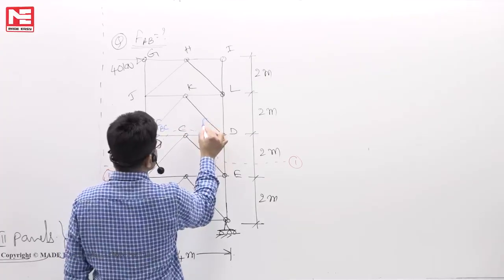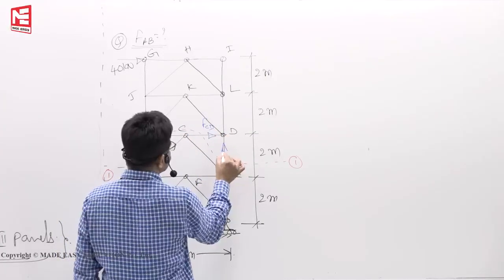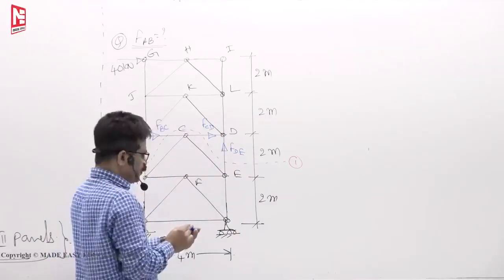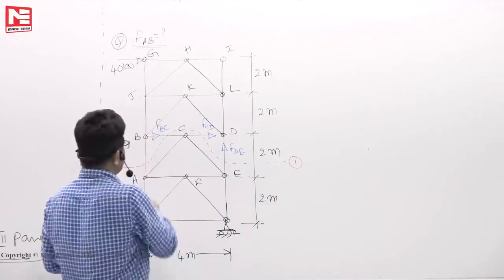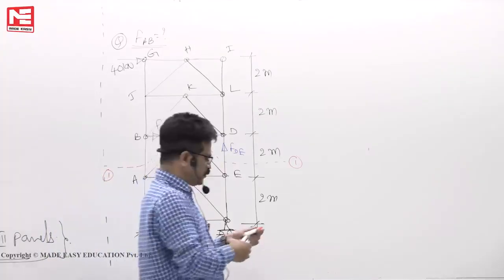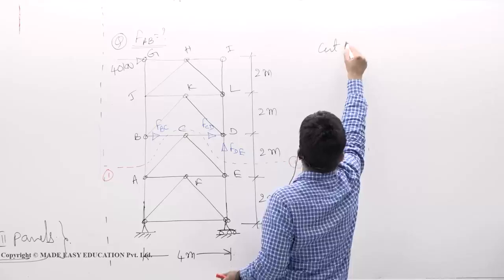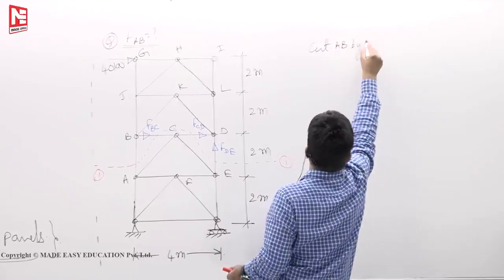FBC, FCD, FDE. So these 3 will give 0 moment about D. So no headache. But AB will put correct arrow mark. Now you see, cut, this is the process. Cut AB by 1-1.